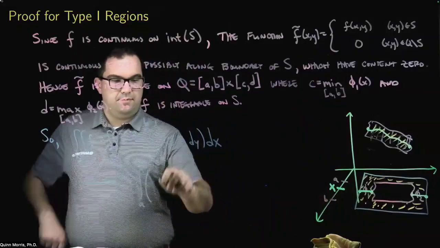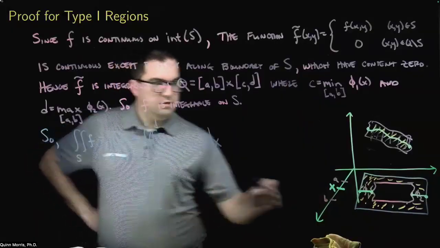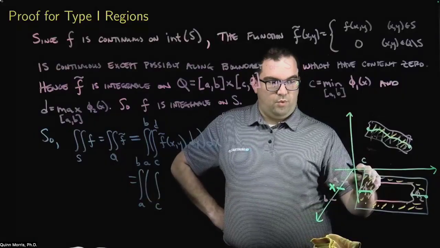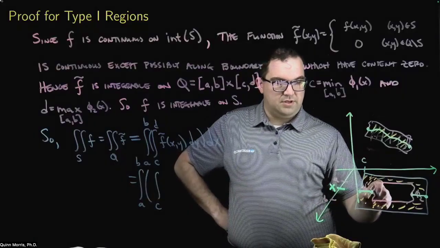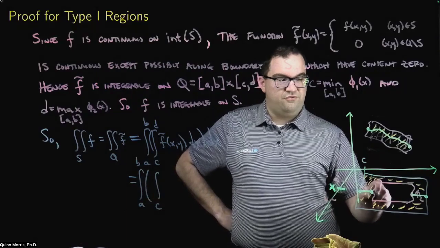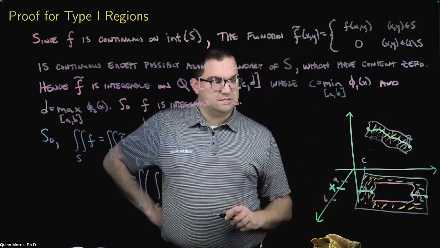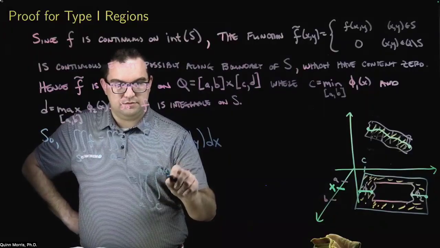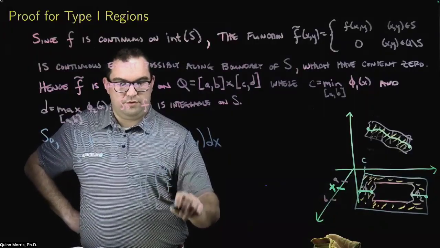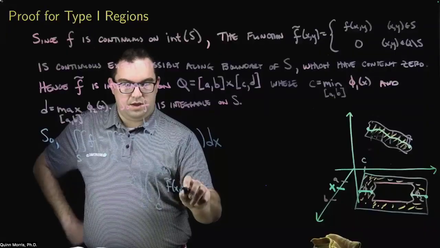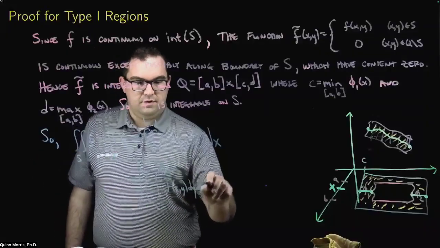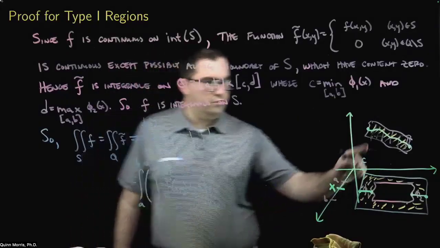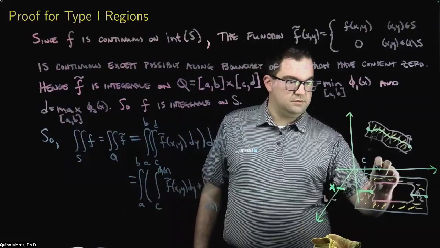I'm going to break this up into an integral from, so imagine I'm starting at, here's c. So I'm going to start with y is equal to c, and I'm going to push it all the way up until I get to this point, which is phi1 of x. Okay, so I'm going to integrate from c up to phi1 of x of f tilde of xy dy. Then I'll integrate from phi1 of x up to phi2 of x.